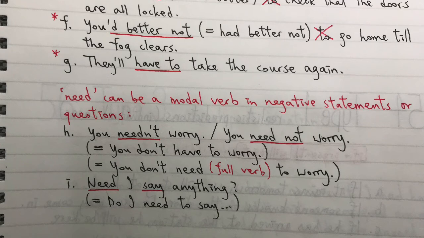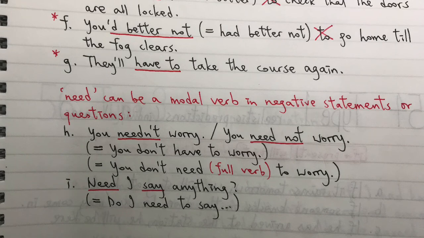Finally, we have a very special member, need. It can be a modal verb in negative statements or questions, but not in affirmative statements. H, you needn't worry, or you need not worry. Look, it's just like a modal verb. You even have a short form needn't, like you mustn't, you shouldn't, you should not worry, you must not worry. It's exactly a modal verb, which means you don't have to worry, or you don't need to worry. In this case, need is a full verb.